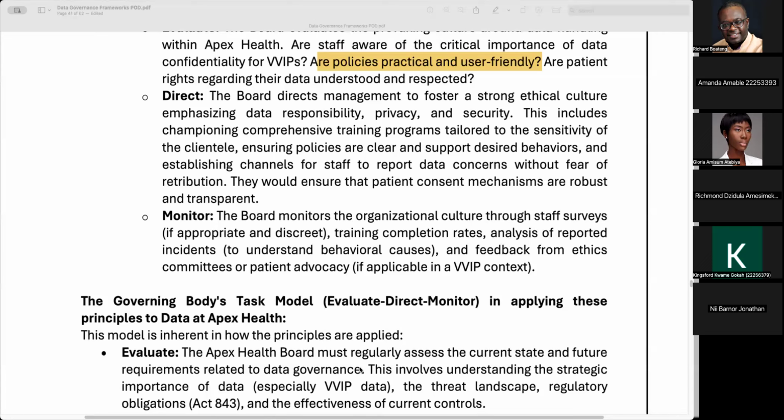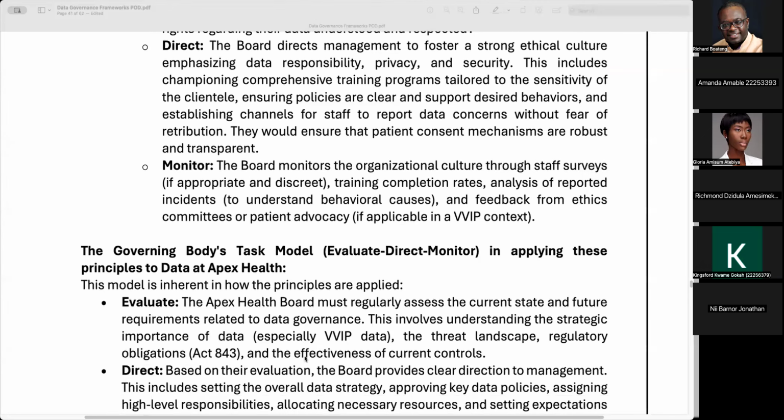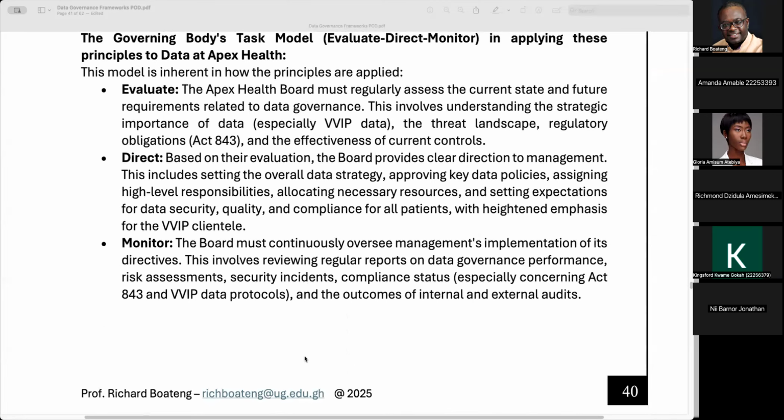They monitor the effectiveness of these efforts by reviewing culture survey results, analyzing incident reports where human factors were involved, tracking training completion rates, and considering feedback from any internal ethics committee. And that evaluate, direct, monitor loop is the core task model the board uses for all these principles. Yes, that's the central mechanism proposed by ISO IEC 38500.